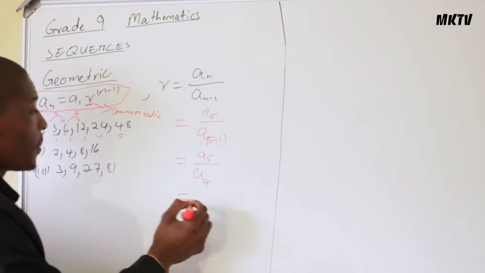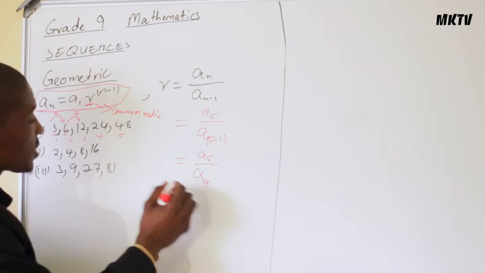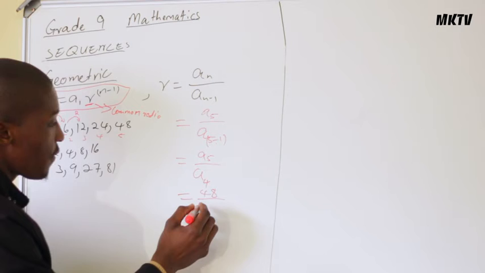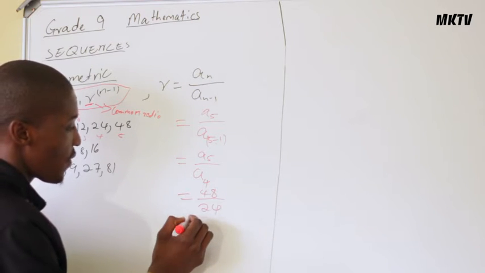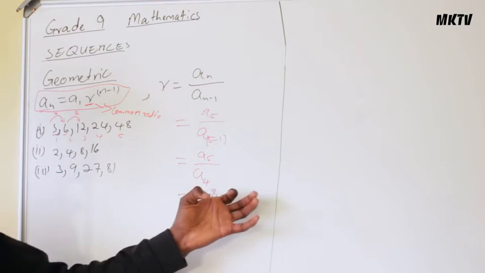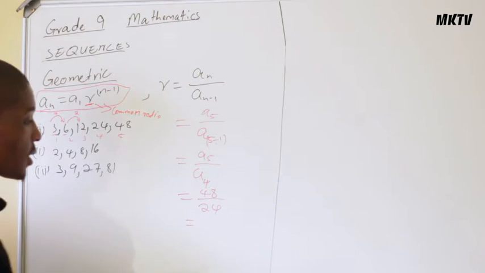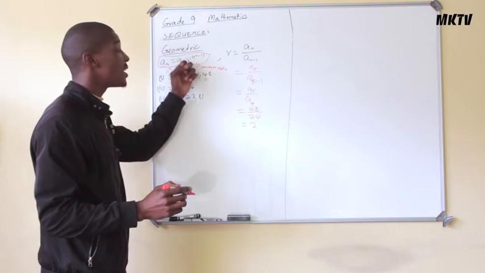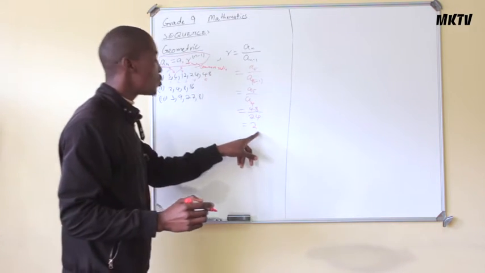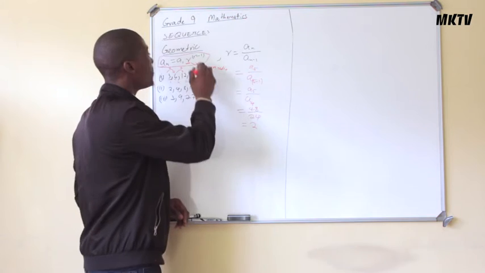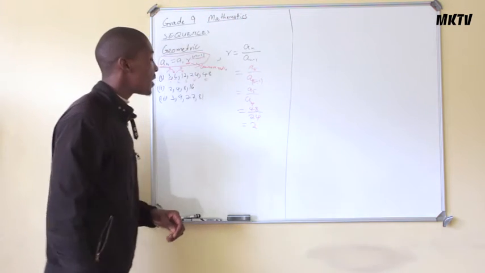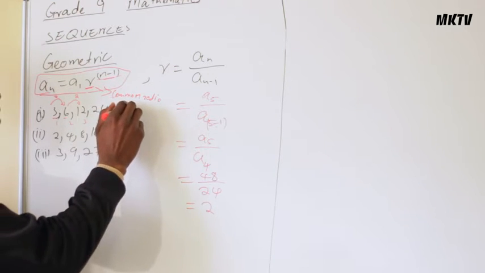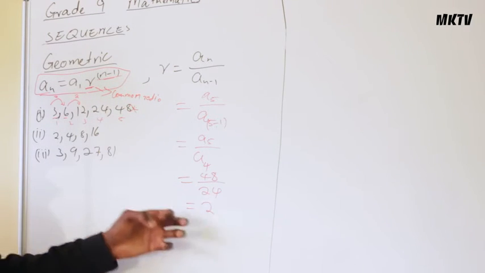So the 5th term, going back to our sequence, is 48. The 4th term is 24. So dividing 48 by 24, we get 2. That says the constant that we are multiplying the first term with is 2, being raised to the n minus 1. And so our common ratio for this specific sequence is 2.